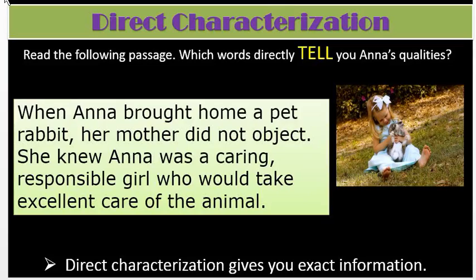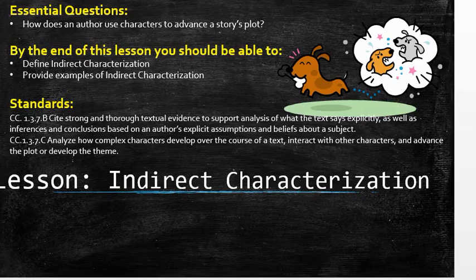In direct characterization, an author directly tells you the qualities of a character. Here's an example. When Anna brought home a pet rabbit, her mother did not object. She knew Anna was a caring, responsible girl who would take excellent care of the animal. In this story, we know Anna is caring and responsible and would take excellent care. It's directly stated, so we know that direct characterization gives you exact information. We know Anna's qualities.